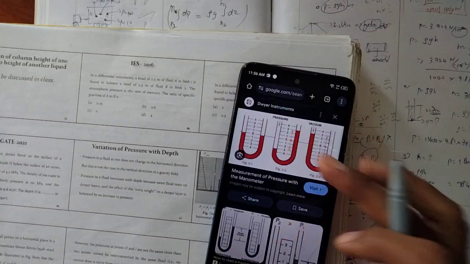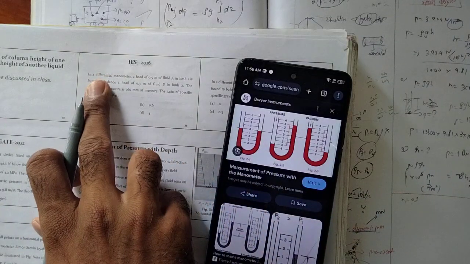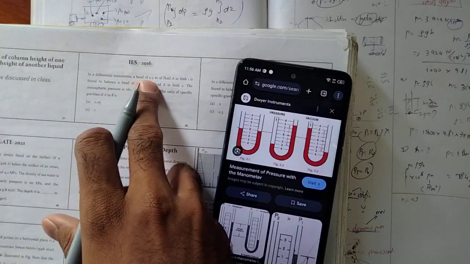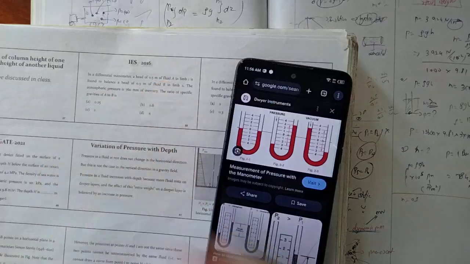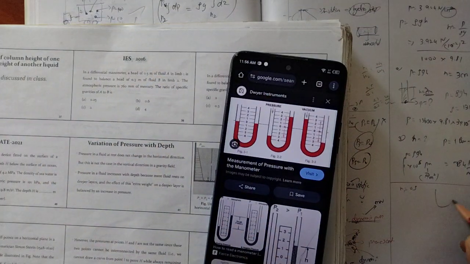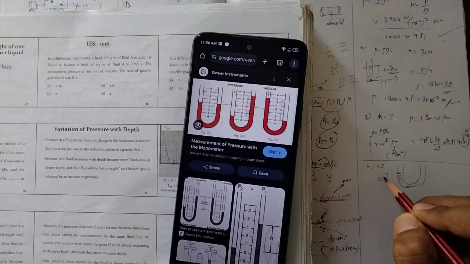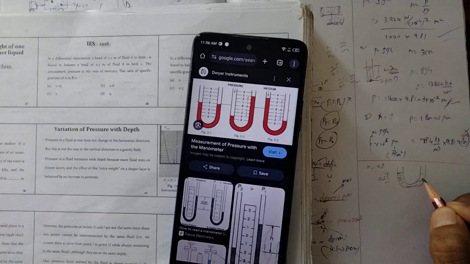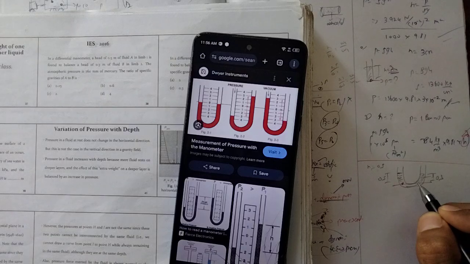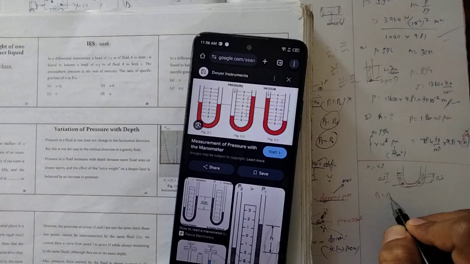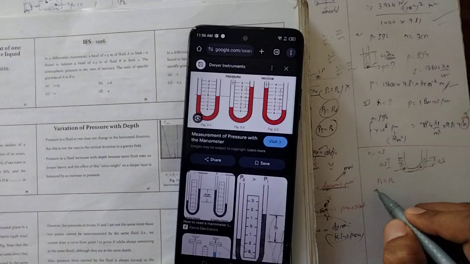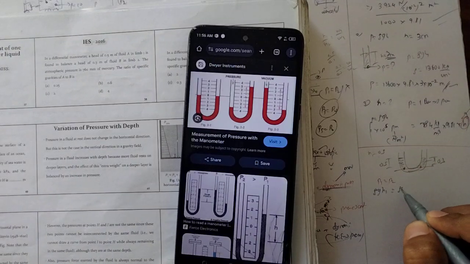Here they have given a differential manometer head, which means a head of 0.5 m. On this side one fluid has been located at 0.5, and on this side it's been given 0.3. But both the pressures are equal, so P1 equals P2. So what is the formula? rho g H1 equals rho g H2.